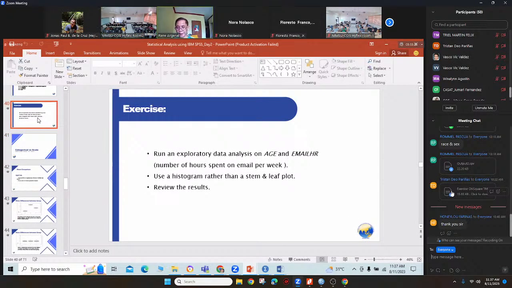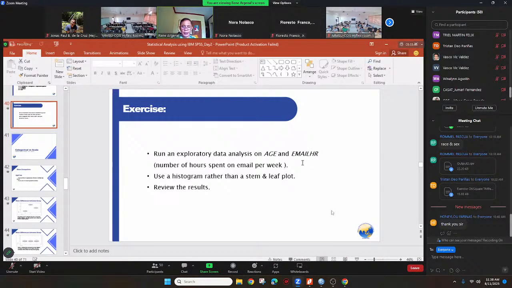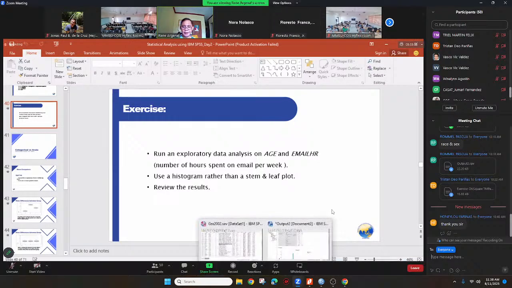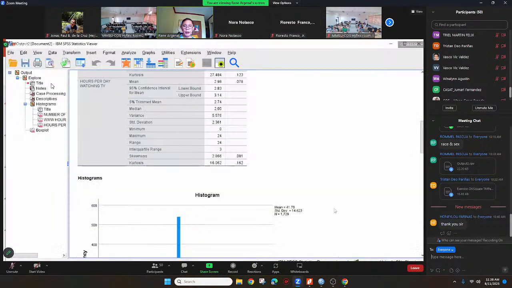Okay, so perhaps another activity. Now run exploratory data analysis on age and email R, the number of hours spent on email per week. That is the email. So age and email, and this is your dependent. Do an exploratory data analysis for age and email R, the same thing that I did for the example a while ago.